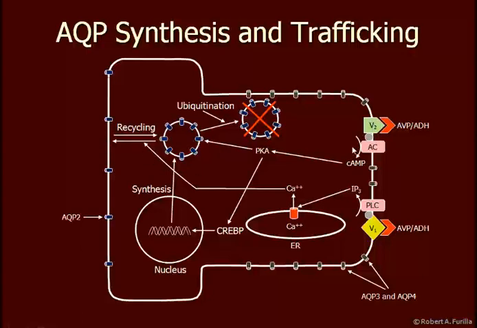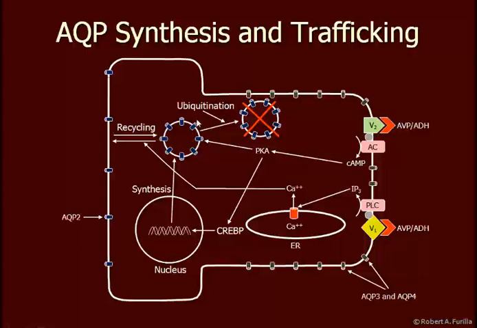The V2 receptor stimulates the production of cyclic AMP, which triggers protein kinase A to begin the process of synthesizing more aquaporins, and PKA also phosphorylates these aquaporins, promoting the trafficking to the membrane. These aquaporins are recycled. When we need them, they are placed on the membrane. Under conditions when we don't need them, they are removed from the membrane and brought back into the cell, where they can be then moved back to the membrane.